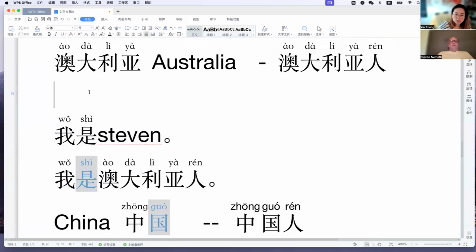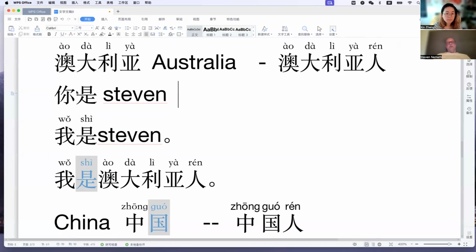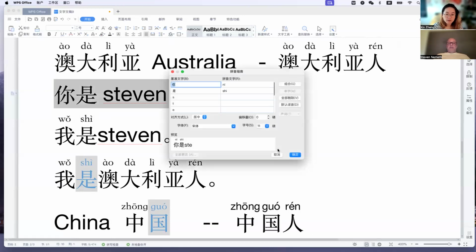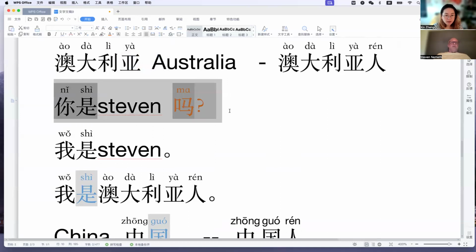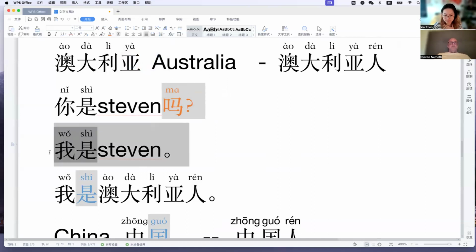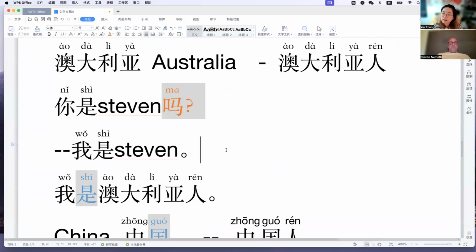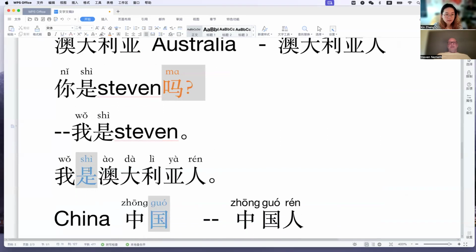Here you say I am Steven. So if I ask you, are you Steven? How could I make this question? Make this question in Chinese. 你是 Steven 吗? The symbol of a question is 吗. Perfect. Again, 你是 Steven 吗? I am Steven. 我是 Steven. I'm not Steven. 我不是 Steven. Perfect.